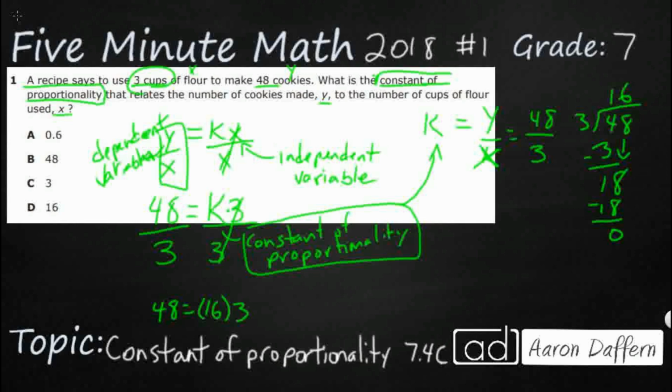So we can eliminate B and C. Those are just 48 and 3. That's if someone doesn't know what the constant of proportionality is. They're just going to grab a random number. Not sure where we got the 0.6 from, but our answer here is going to be D. Our constant of proportionality is 16.